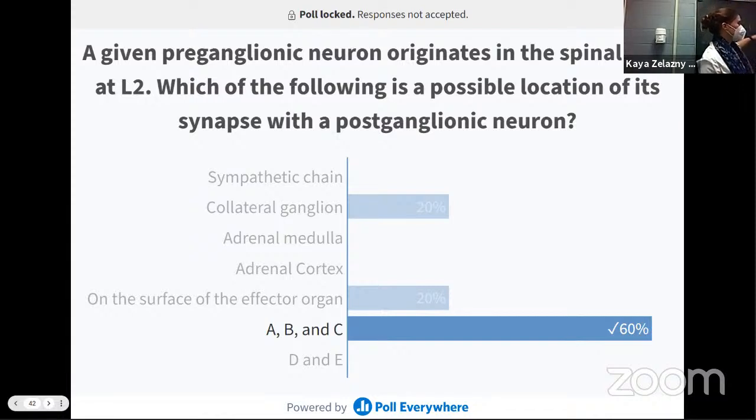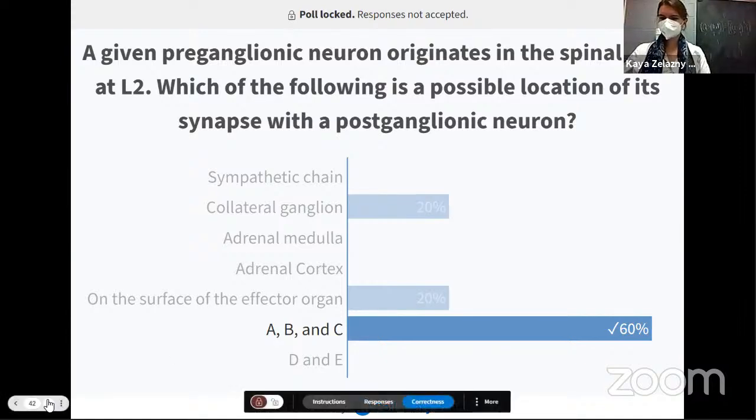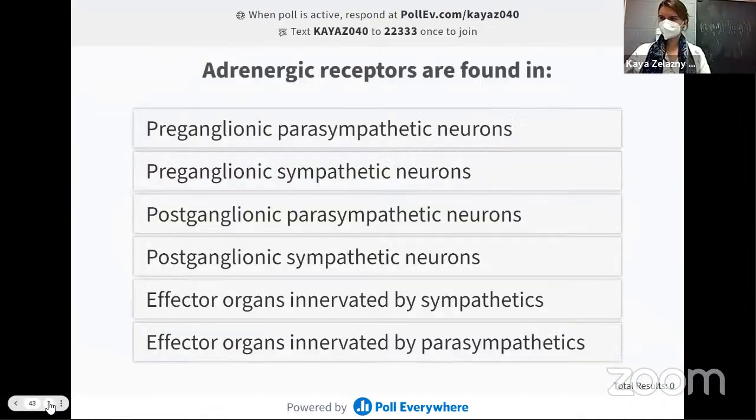If we were going all the way to the surface of an effector organ, we know that our parasympathetics tend to have much longer preganglionic neurons. So they're going to have those ganglia much closer to where they're going. So that on the surface might be the case for a parasympathetic neuron.